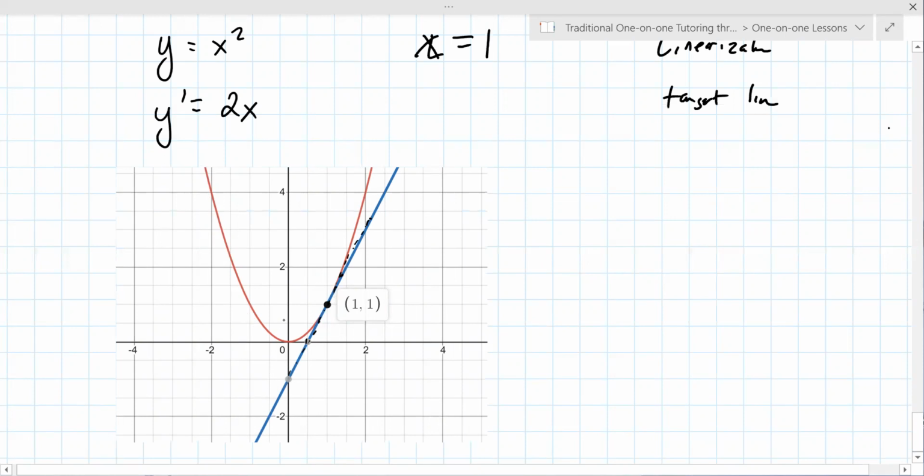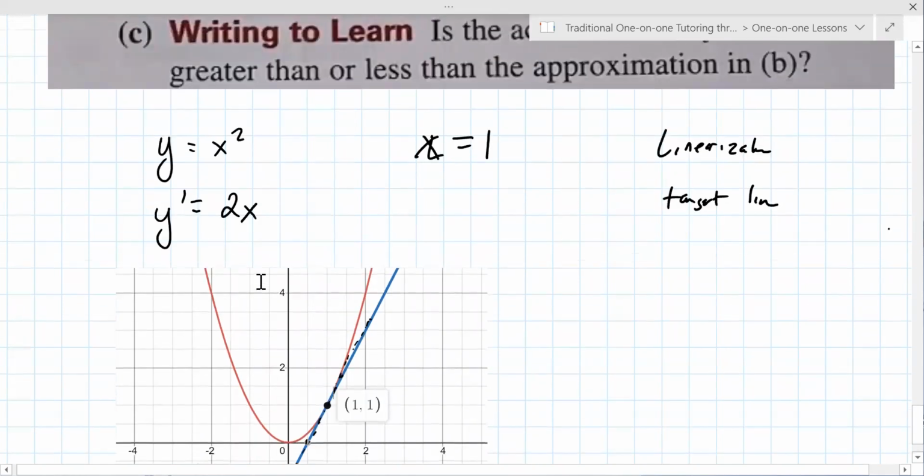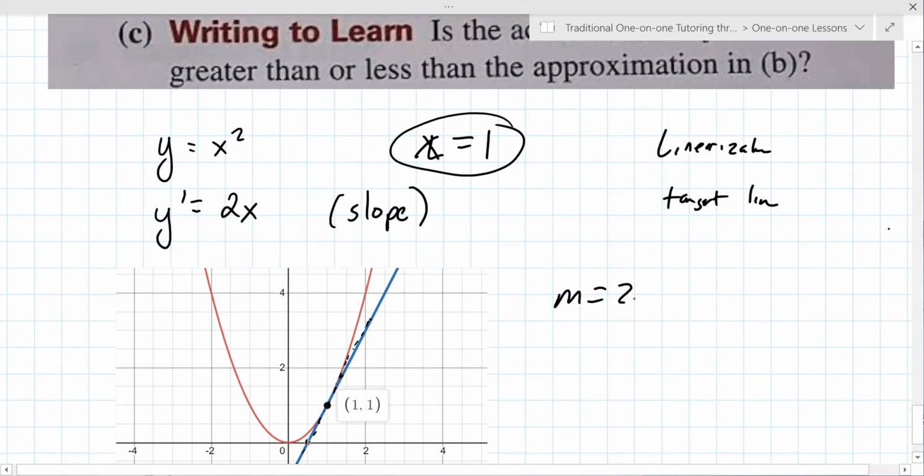So that's why it's called a local linearization, because it's good near that point, but it's not good further away. So how do you find it? Well, you need the derivative. What does the derivative tell you? It tells you the slope. So when x is 1, what is the slope? 2. So you know your slope is 2, and then you need a point. You use the first derivative for that though. Yes. Oh, okay.